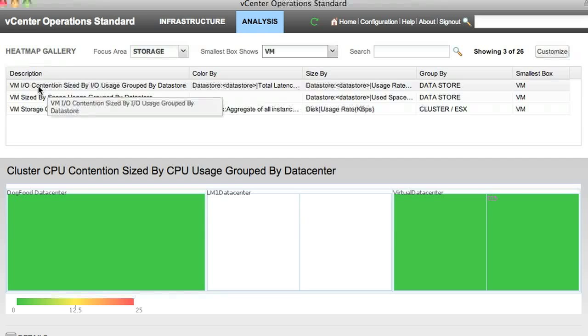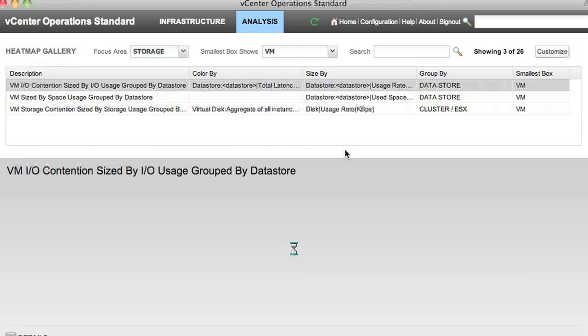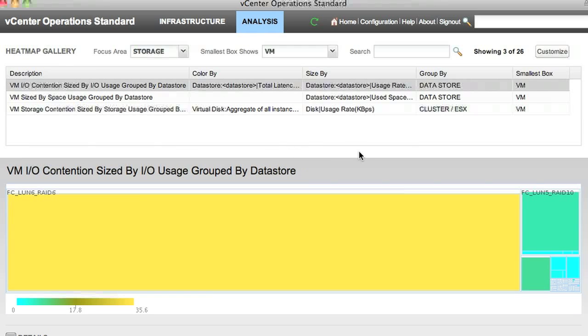We want to see which VMs have contention or latency when accessing a data store. So what do we see here? This visualization is what is called a tree map. Tree maps are very good for showing hierarchical data. So we can see here that we have one data store, this FC-Lun6 RAID 6.